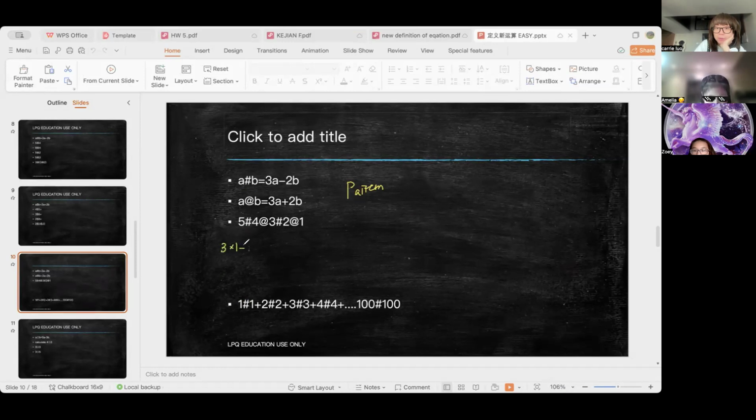So 3 times 1 minus 2 times 1 equals what? Equals 1. 2 upon 2, 3 times 2.